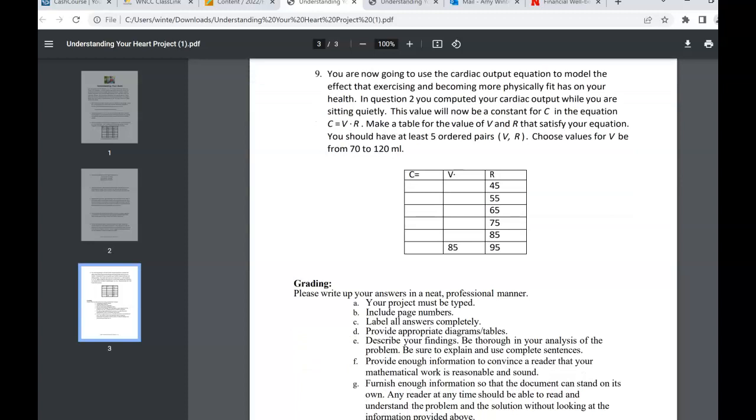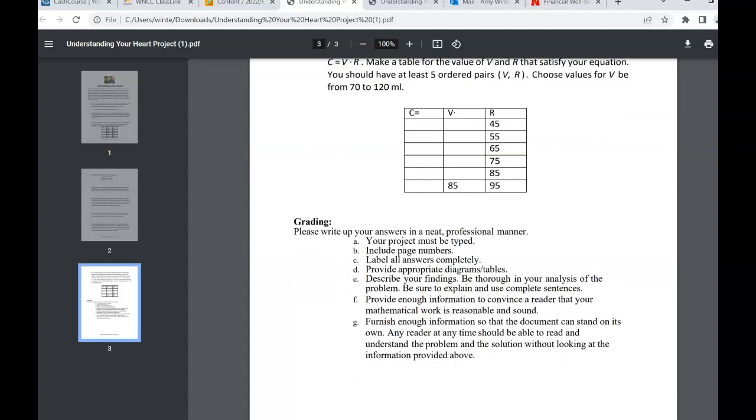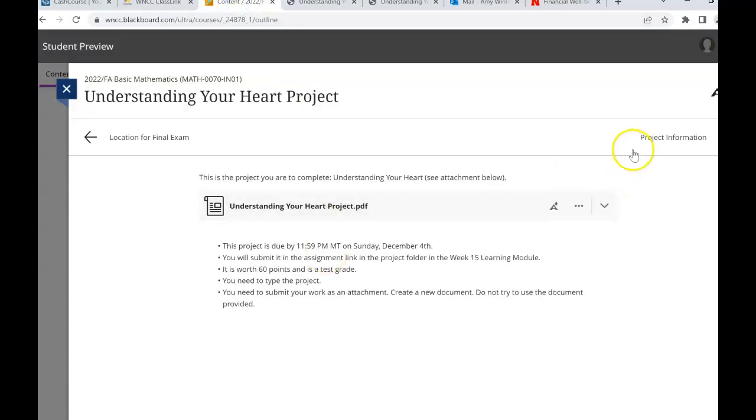And in this last one, you don't have to use 85 there. That should not be there. You're going to pick values for V anywhere from 70 to 120. And you're going to do 1, 2, 3, 4, 5, 6. If you want to use 85, you can, but you don't have to. I apologize. That should not be there. So that is the project. It's going to take some time and some effort, especially if you want a good test grade. So make sure you're not waiting until Sunday night, December 4th, and then freaking out because you haven't started it.